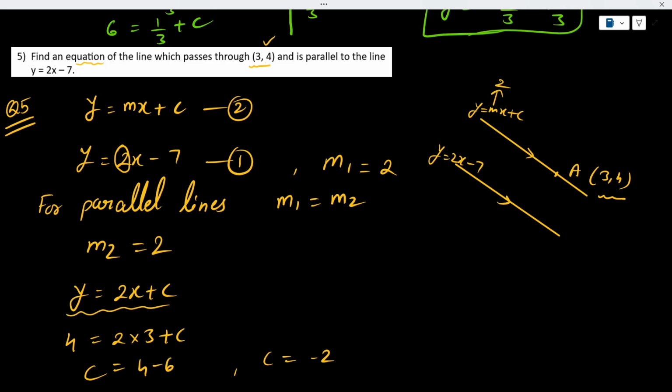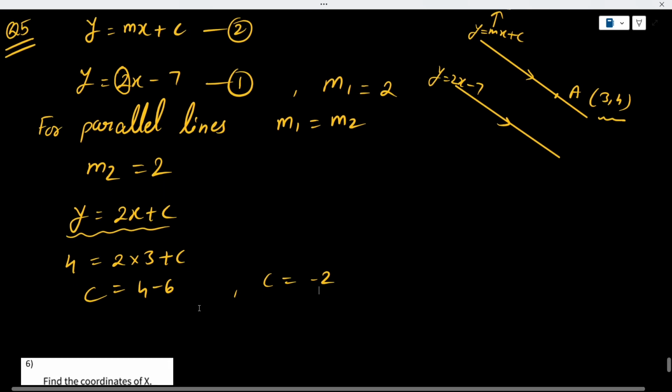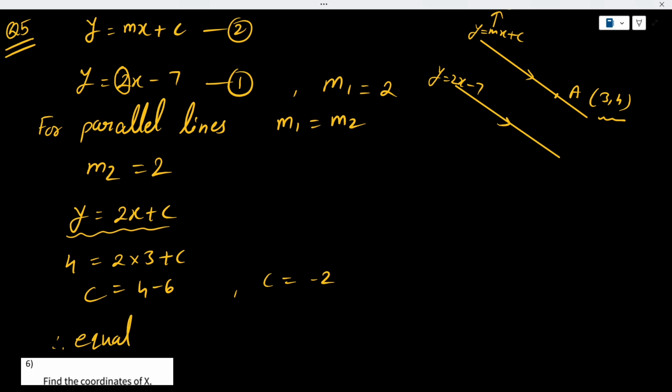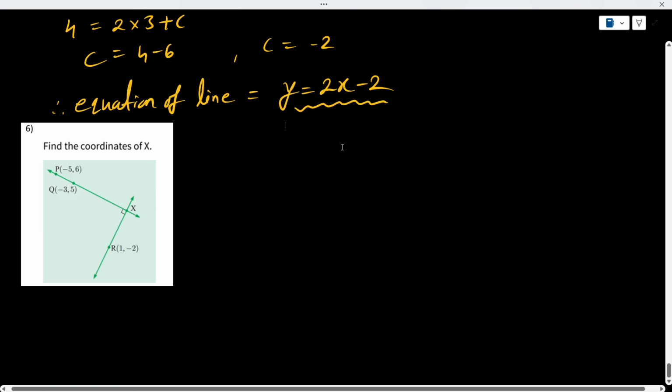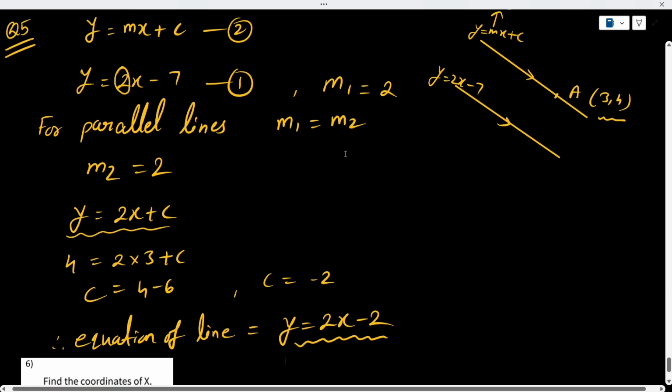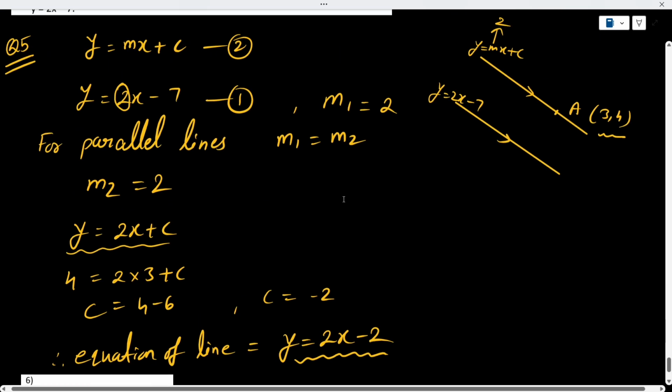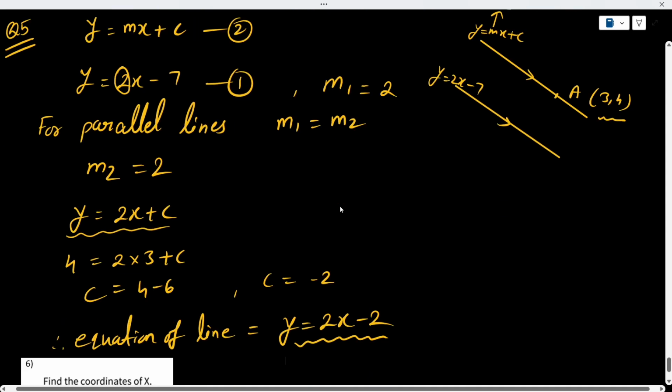So what is going to be the equation of line 2 which is parallel to the given line? The equation of line will be y equals to 2x minus 2. This is going to be your equation of line. Now let us see the next question here. So here we have used the topic that for parallel lines, gradients are always equal.